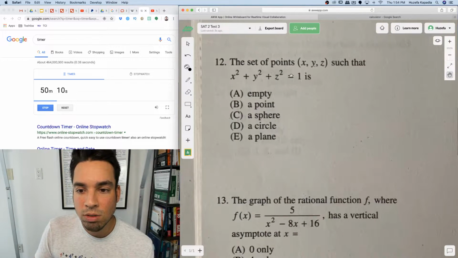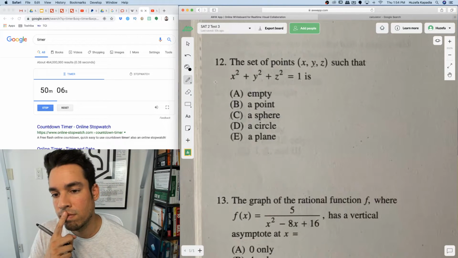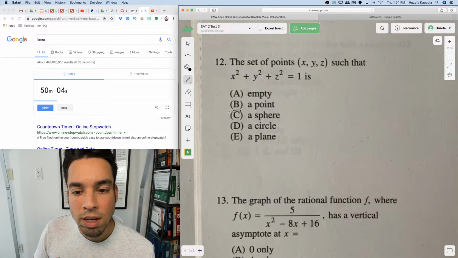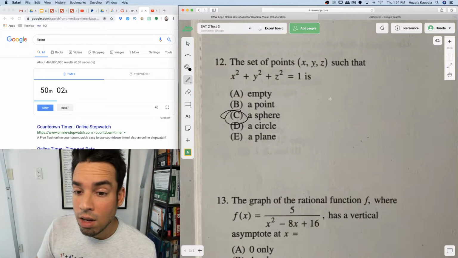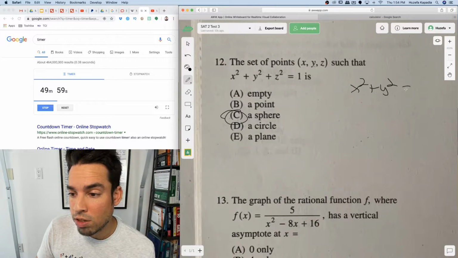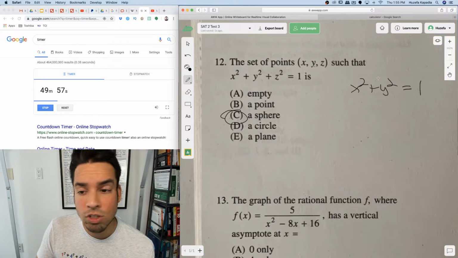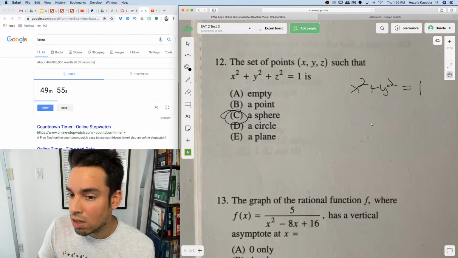The set of points x, y, z such as blank is... I think this is a sphere. I can't remember for sure why. I know a circle is x squared plus y squared equals 1, so I think a sphere is the same thing. It's just now we add a third dimension. I'm pretty sure that's it.